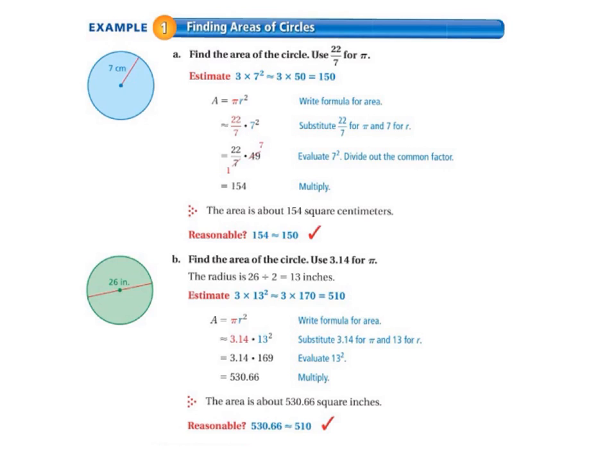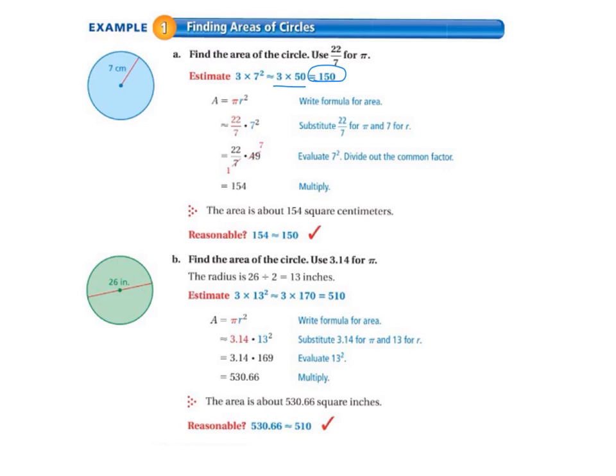Today you'll be starting on page 334 in your math textbook. Example 1, finding areas of circles. Letter A, find the area of the circle. Use 22/7 for pi. First, we're going to estimate so that we know that our answer is close to being right when we finish. We start with estimating pi at 3 and 7 squared. We estimate that to be 50 because 7 squared is 49, so that's 3 times 50 equals approximately 150.